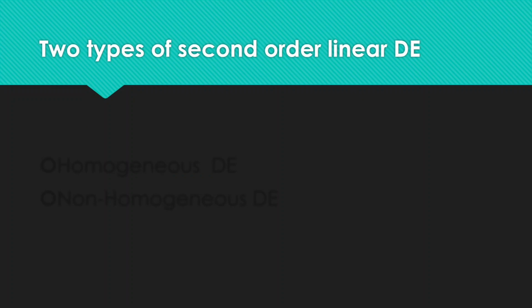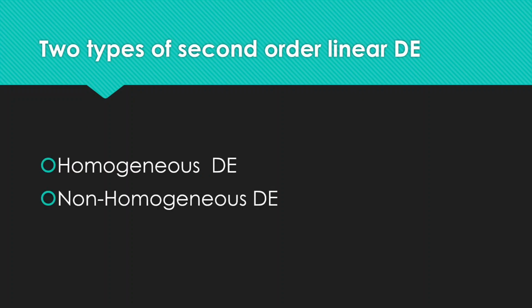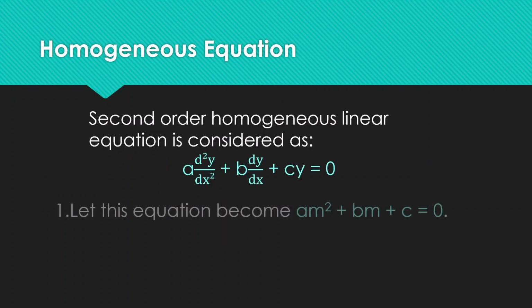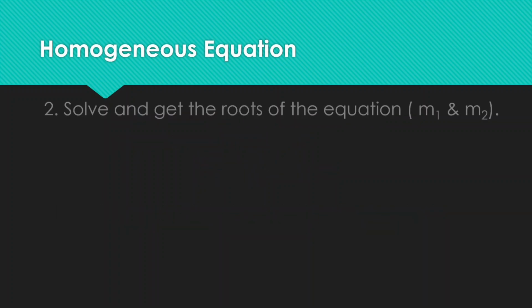First of all, the second order linear differential equation can be classified into two parts, which are homogeneous differential equation and non-homogeneous differential equation. A second order homogeneous linear equation is considered as a d²y/dx² + b dy/dx + cy = 0. Initially, let the equation be am² + bm + c = 0. Then, solve and get the roots of equation m.